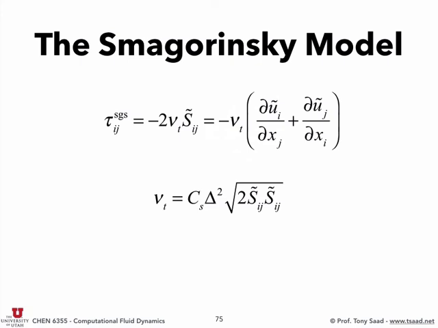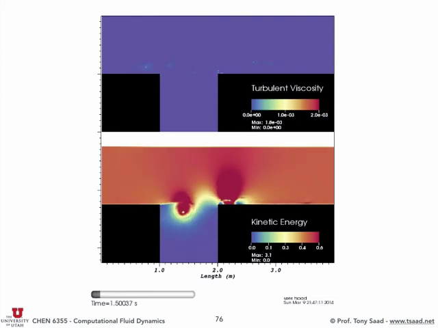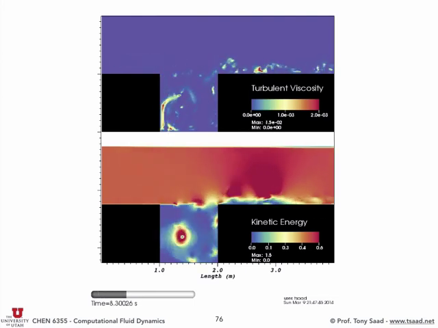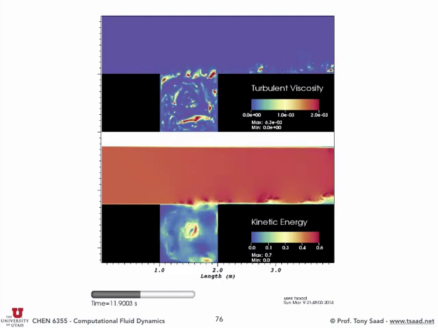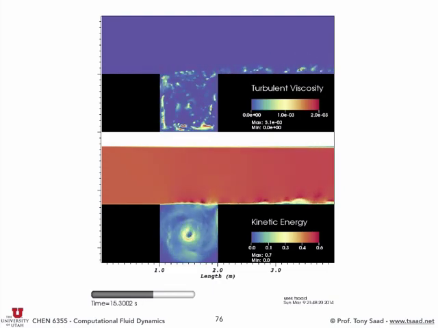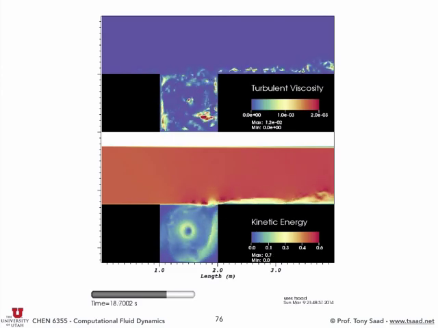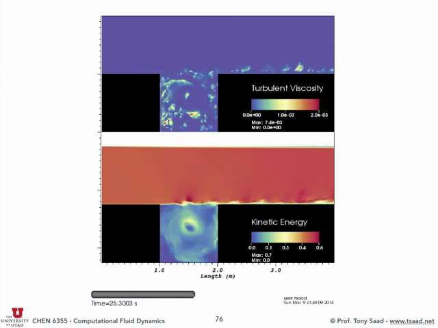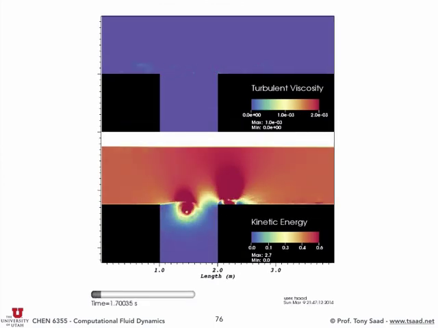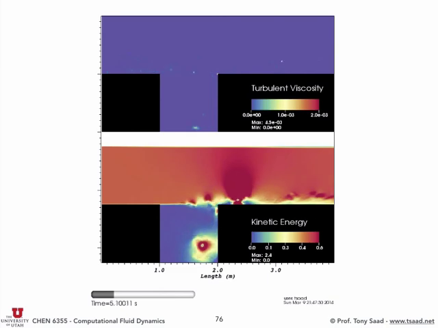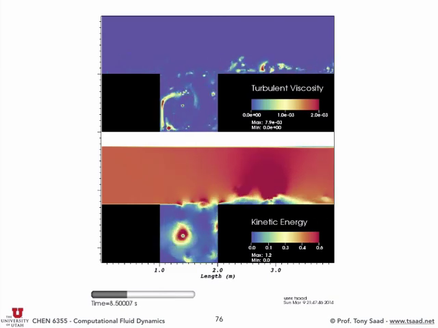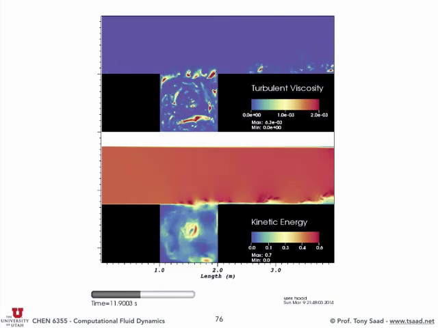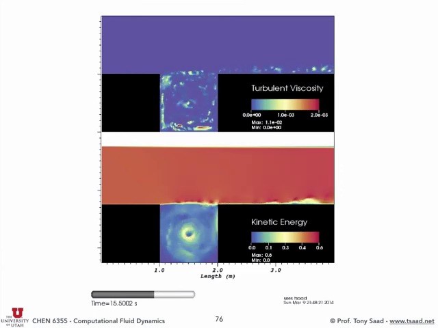And very briefly, I'll show you a simulation that I did in my code for the flow over an open cavity. This is showing the turbulent viscosity and how it changes in space. You see there's no turbulent viscosity in regions where the flow is nice and laminar and uniform, but where you have a lot of stuff going on, your turbulent viscosity is non-zero, okay? And the bottom is showing the kinetic energy.